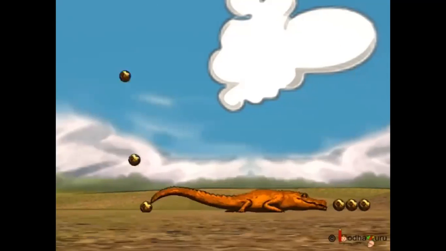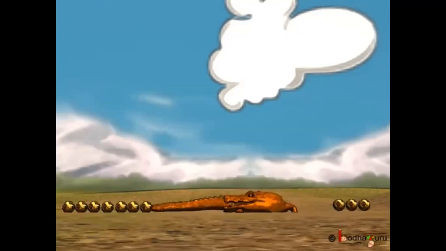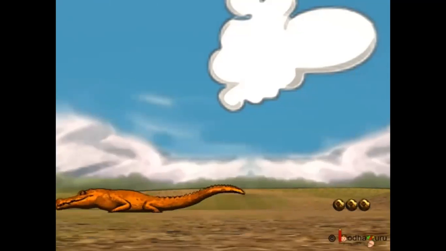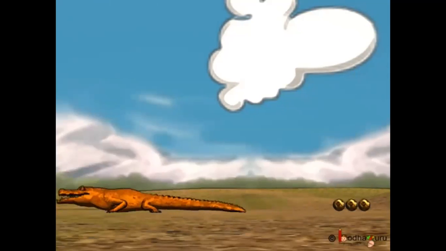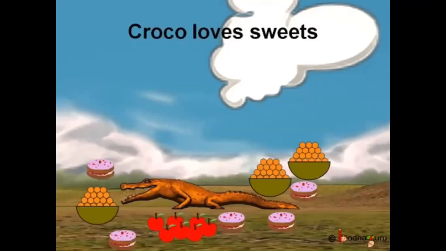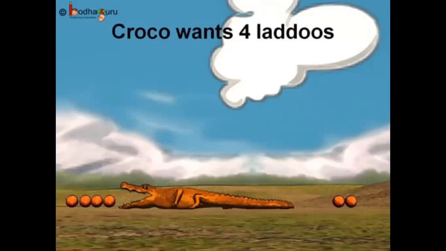5 apples now, right? 3, 1, 2, 3, 4, 5, 6, 7. This side crocodile will go to 7, right? He will eat 7. He has eaten too much. What does crocodile eat? Crocodile loves to eat sweets, laddus, cakes, and apples.